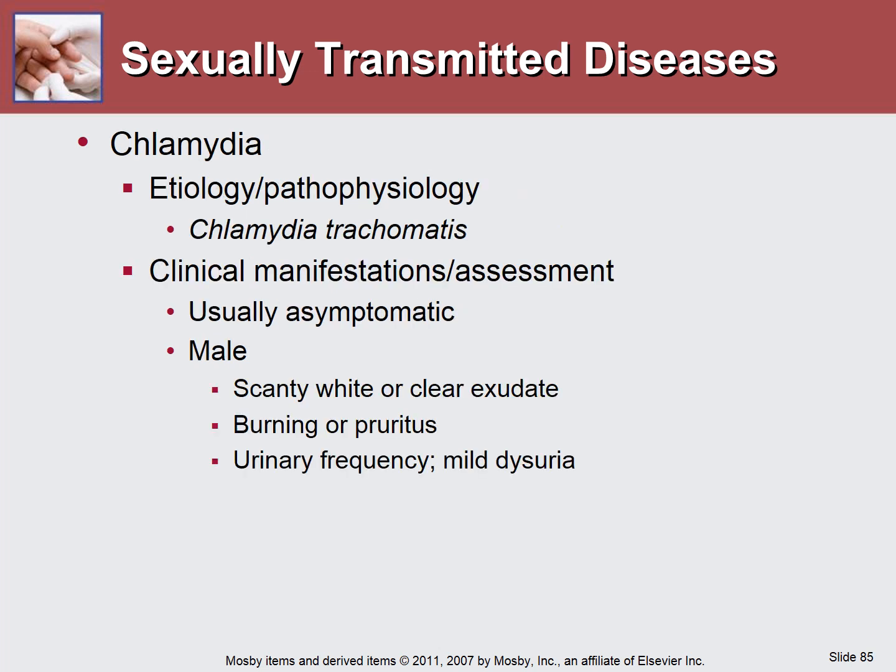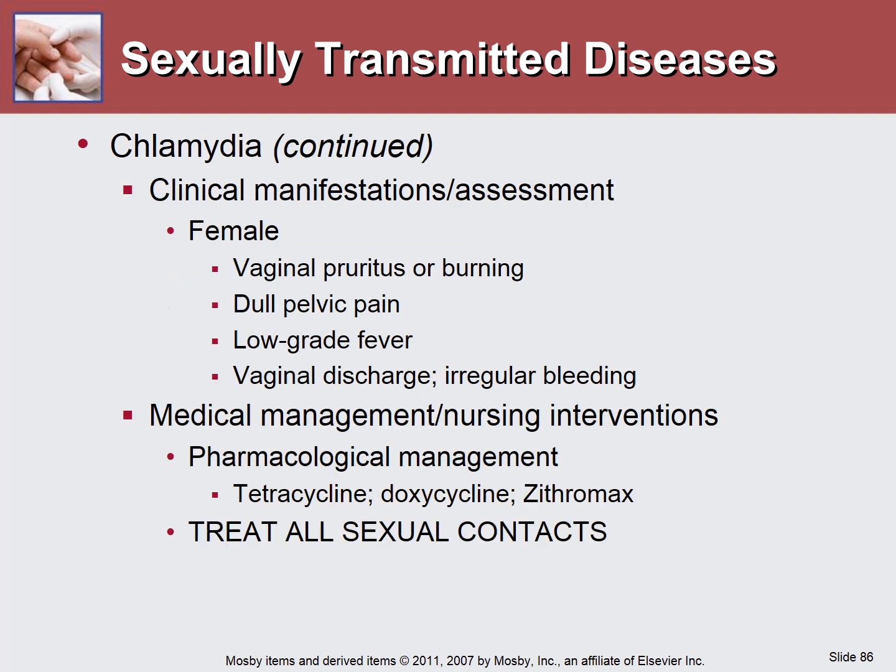Chlamydia, another sexually transmitted disease, caused by Chlamydia trachomatis. It is usually, again, asymptomatic. Males show a little differently: scanty white or clear exudate, burning, urinary frequency, mild dysuria. Next slide. The female: vaginal pruritus or burning, dull pelvic pain, low-grade fever, vaginal discharge, and irregular bleeding. Again, we've got to treat with antibiotics: tetracycline, doxycycline, Zithromax. Again, treat all partners involved.